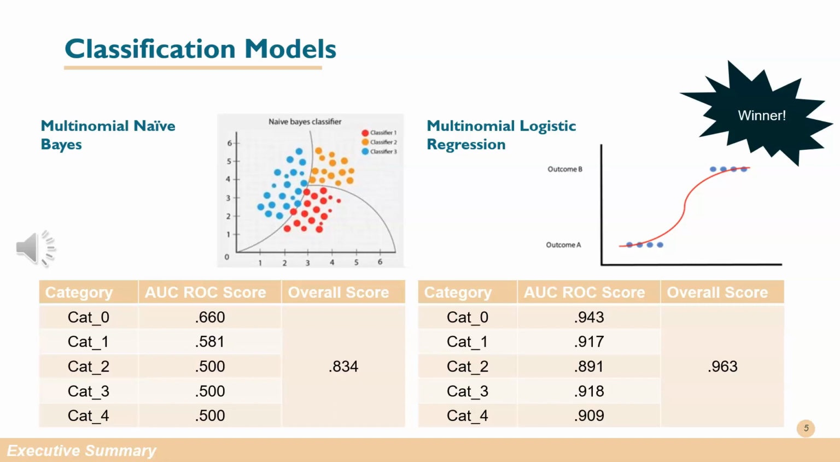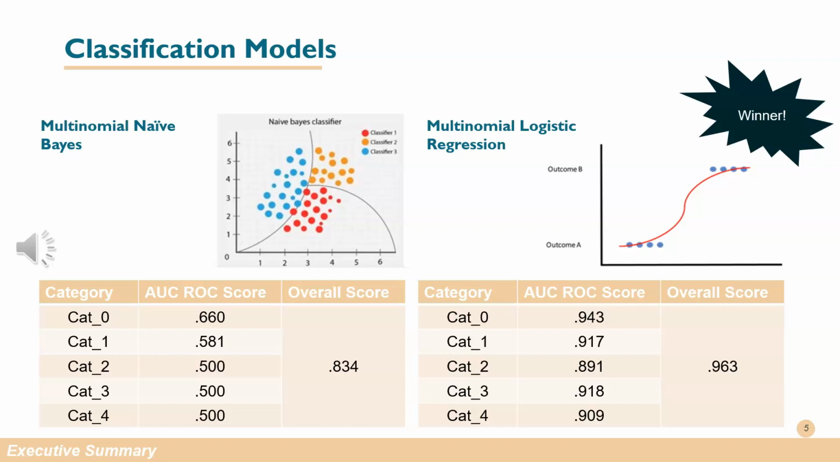Let's review each of them in more depth. Multinomial naive Bayes is a probabilistic classification algorithm based on Bayes' theorem, which assumes the probability of a particular class is dependent on the probabilities of each attribute given that class. It is commonly used in natural language processing and text classification tasks, where the goal is to classify a text document into one of several predefined categories.